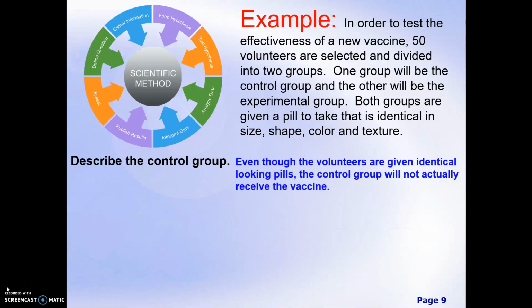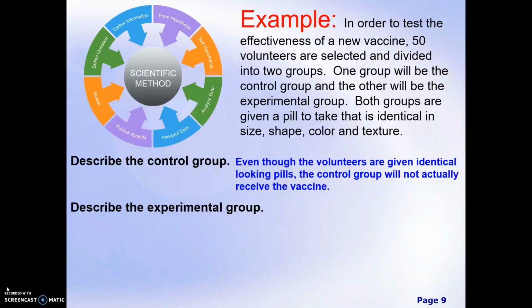So even though the pills look exactly the same, the control group is not going to get any medicine in it. It's not going to have any of the vaccine in the pill. So they're just taking a pill, and they don't realize that there's no vaccine in it. And we'll see what happens if they were just to take the pill without the medicine. So that's our control. That's the one that stays the same. Even if they think they're getting the pill with the vaccine, they're actually not.